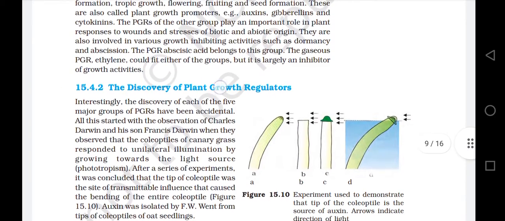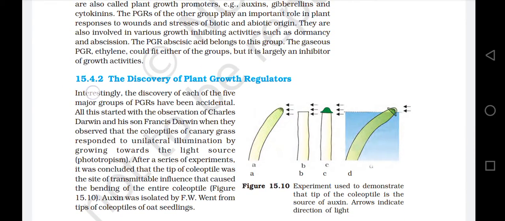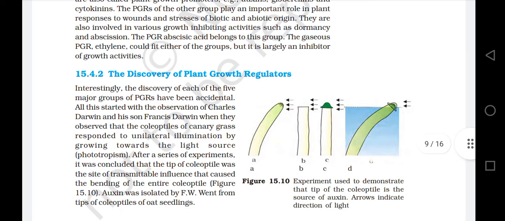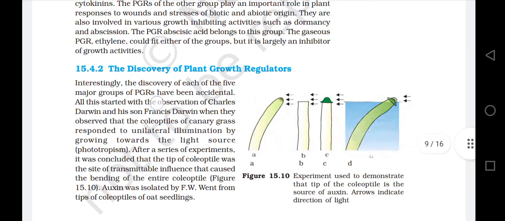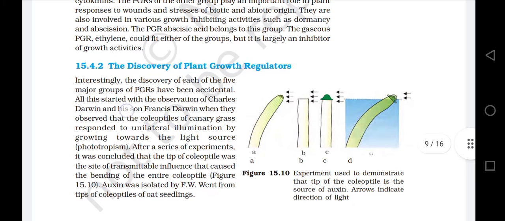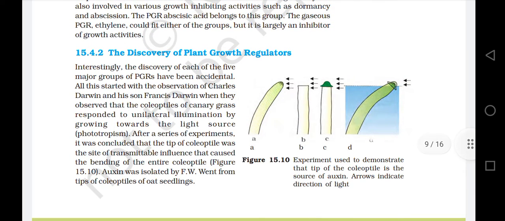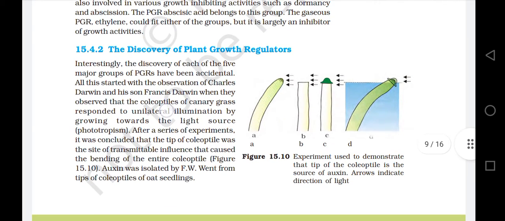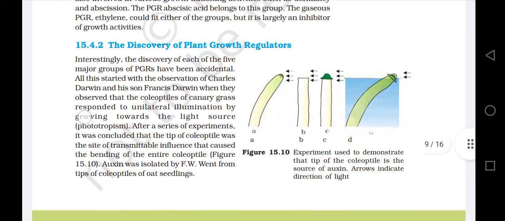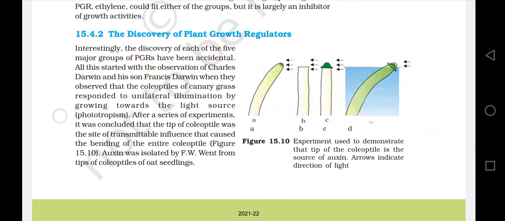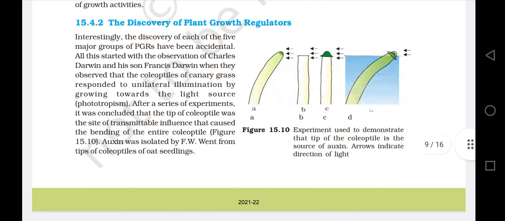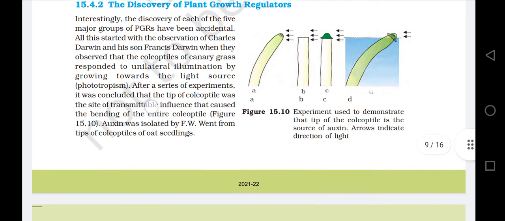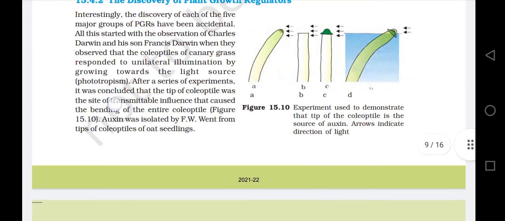15.4.2 The discovery of plant growth regulators. Interestingly, the discovery of each of the five major groups of PGRs has been accidental. All this started with the observation of Charles Darwin and his son Francis Darwin, when they observed that the coleoptile of canary grass responds to unilateral illumination by growing towards the light source, phototropism. After a series of experiments, it was concluded that the tip of the coleoptile was the site of transmittable influence that caused the bending of the entire coleoptile.